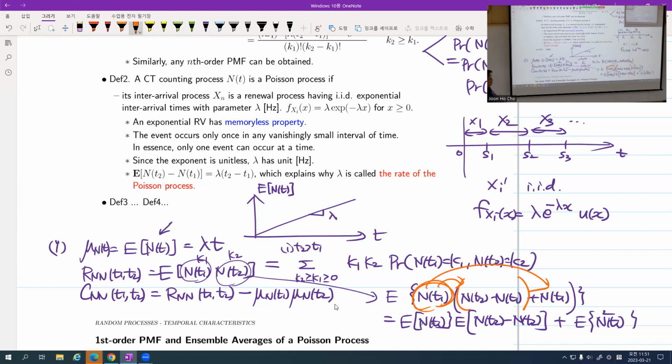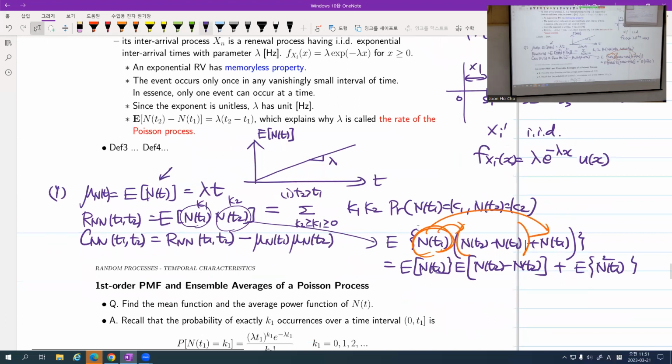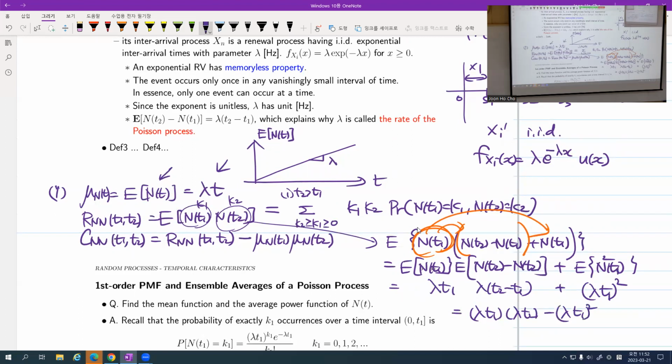Got it? And now, what is the expected value of N of t1? That is lambda times t1, right? So this is lambda t1. And what about this? Lambda times (t2 minus t1), right? As we've seen already here. And what about this? Am I right? Yeah, lambda squared t1 squared. So what do we have? Lambda t1 times lambda (t2 minus t1) plus lambda squared t1 squared. So it seems we have lambda squared t1 t2. Am I correct? Something looks not correct. Just a second.